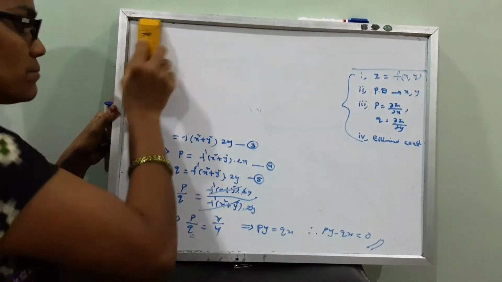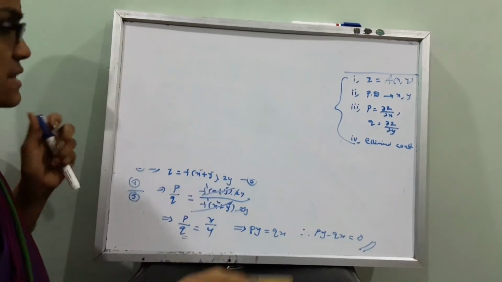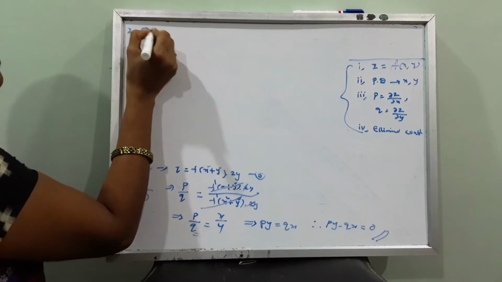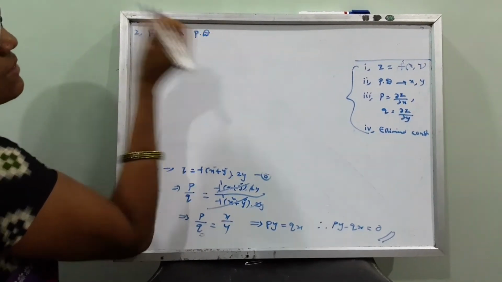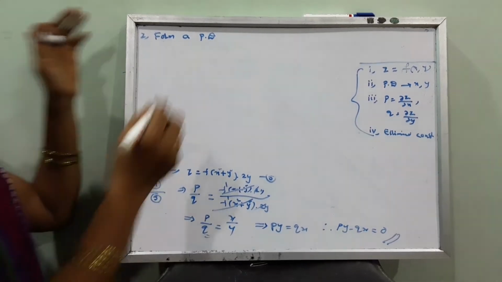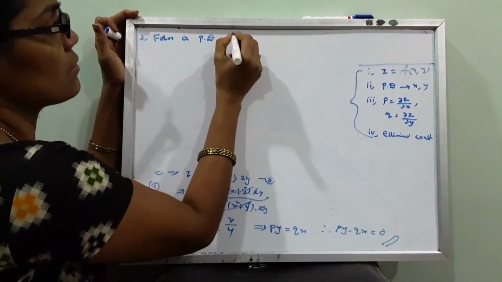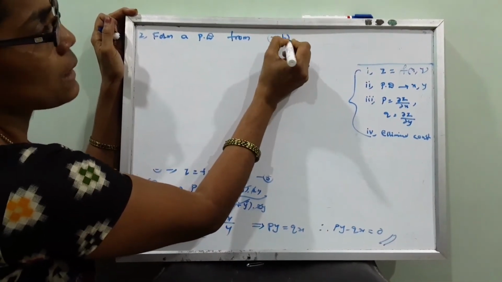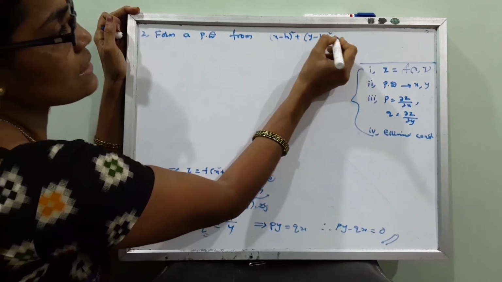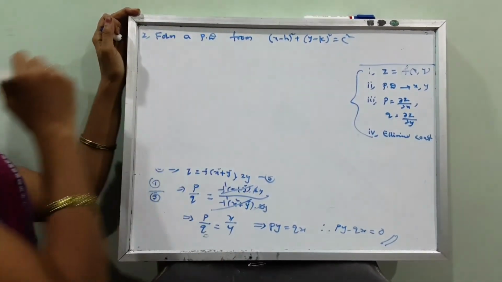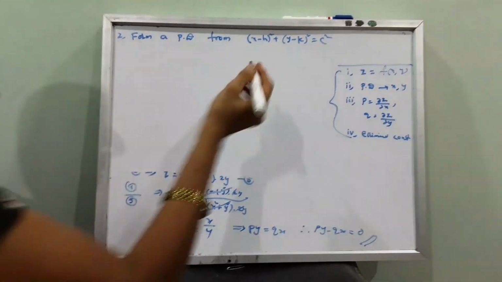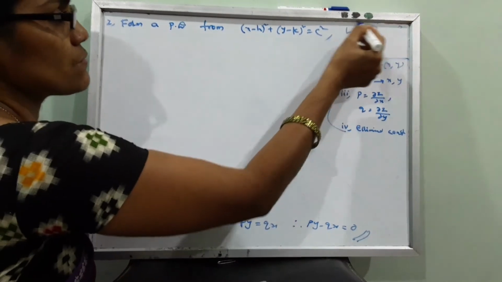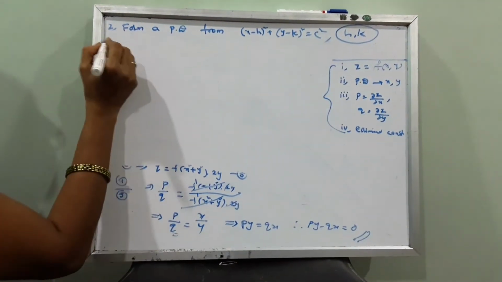Now another example on formation and solution. The second one is to form a partial differential equation from x minus h whole square plus y minus k whole square is equal to c square, where h comma k are arbitrary constants. So we have to eliminate h and k here.